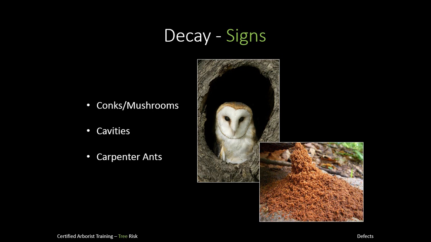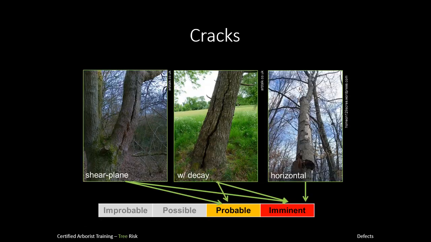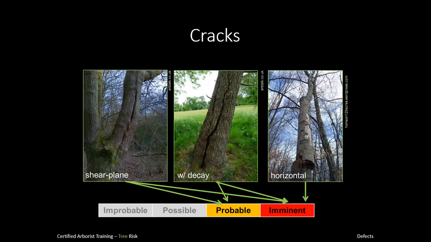Contrast that with signs of decay. Signs are things that are definitive. We know there's decay because these exist. Those could be conchs or mushrooms that are actually on the tree itself, not in the mulch. That could be something that can confuse you. Cavities, carpenter ants, those are all usually signs that the tree's already decayed. We can do sounding and probing. I talked about that before, to get the extent of the decay.